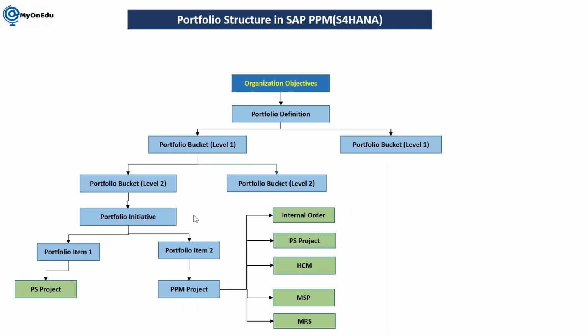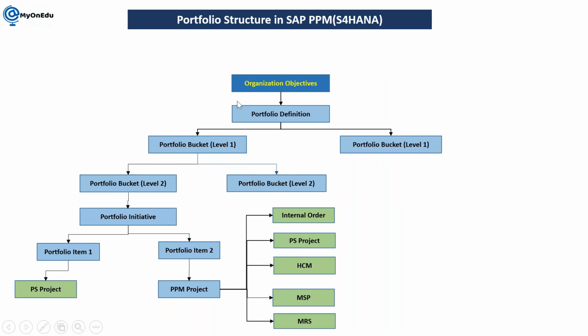Then the PPM project you can further integrate with internal order. You can transfer to PS project to handle the accounting, SCM for confirming the service and the timesheets, and MSP Microsoft project you can integrate, and MRS multi-resource scheduling you can integrate. So this is just giving you one idea of how the process is flowing from organization objectives to your portfolio definition to bucket to initiative to item to PPM project to further your core objects in the system.